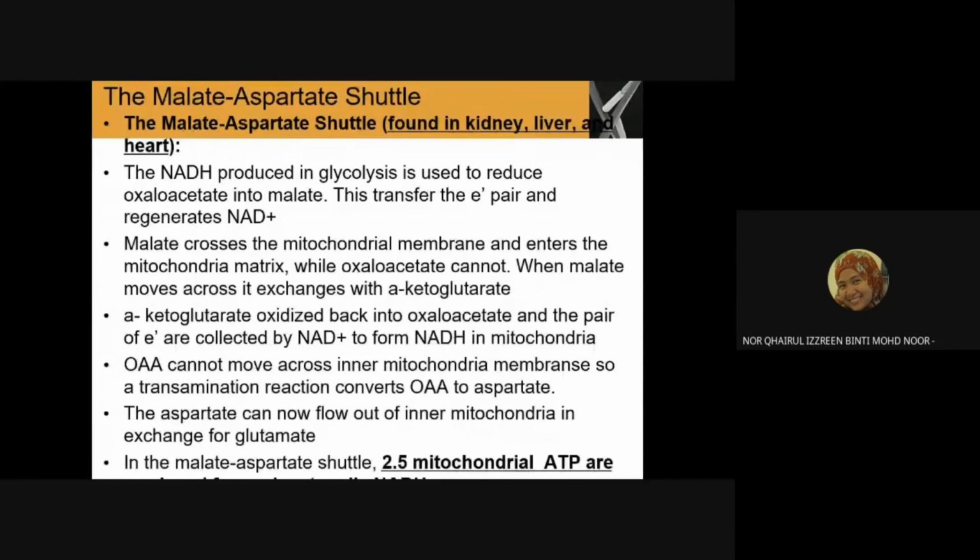So oxaloacetate, OAA, cannot move across the inner mitochondrial membrane. So a transamination reaction converts oxaloacetate to aspartate. The aspartate can now flow in and out of the inner mitochondria in exchange for glutamate. Aspartate can flow out of the inner mitochondria, and therefore it must exchange with glutamate.